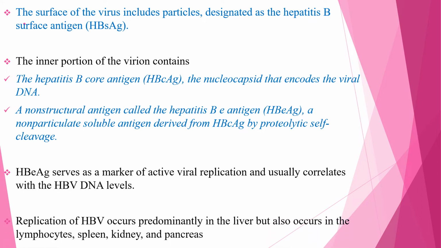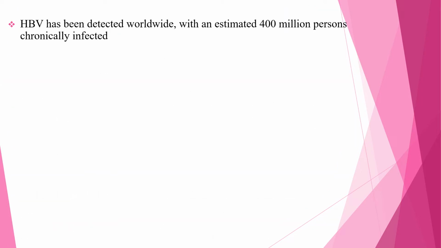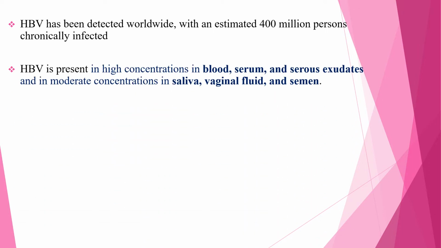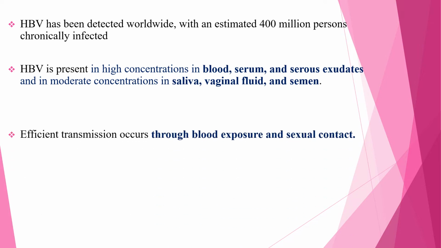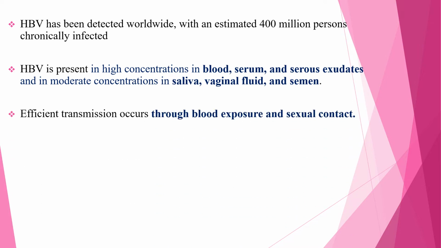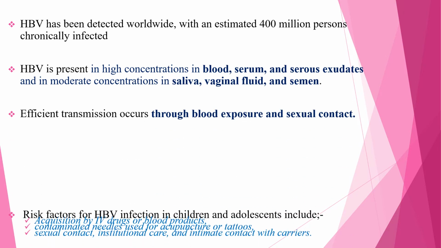Replication of hepatitis B virus occurs predominantly in the liver, but it can also occur in the lymphocytes, spleen, kidney, and the pancreas. Hepatitis B virus has been detected worldwide, with an estimated 400 million persons chronically infected. Hepatitis B virus is present in high concentration in blood, serum, and serous exudates, and in moderate concentration in saliva, vaginal fluid, and semen. Efficient transmission occurs through blood exposure and sexual contact.